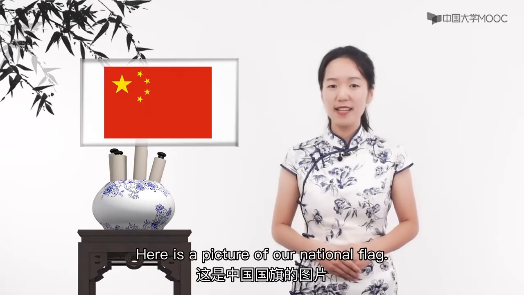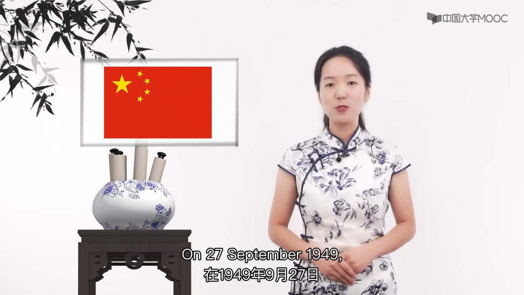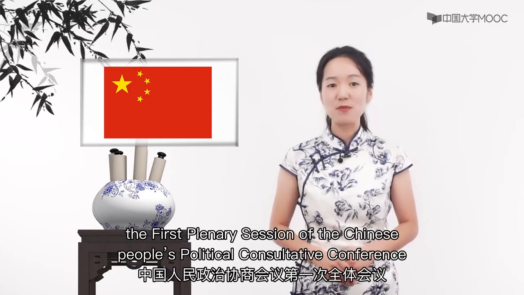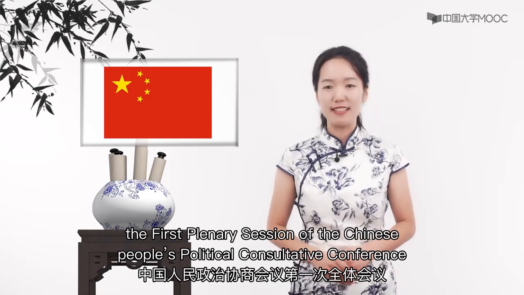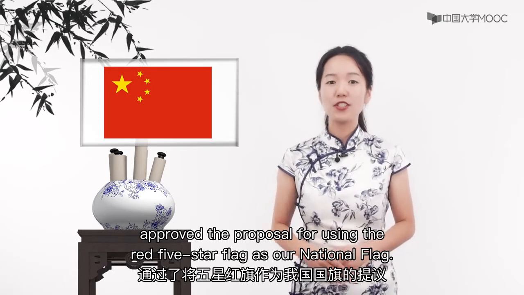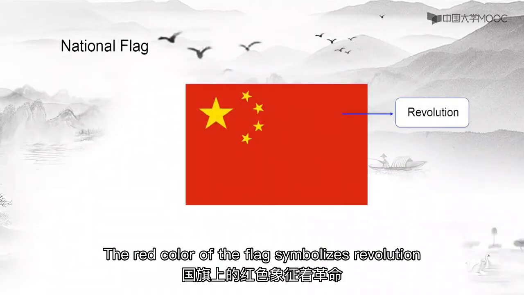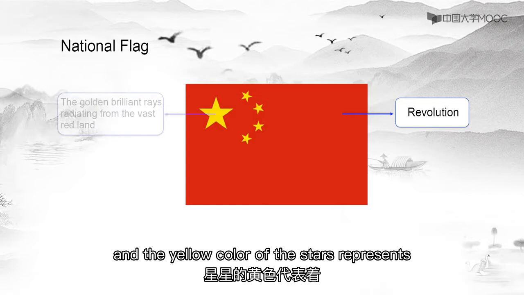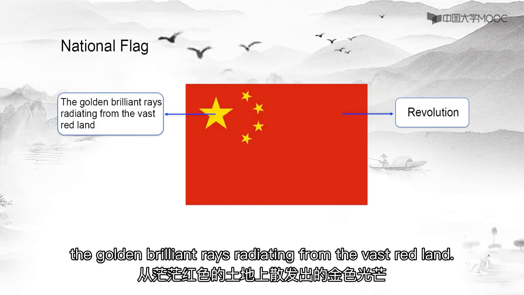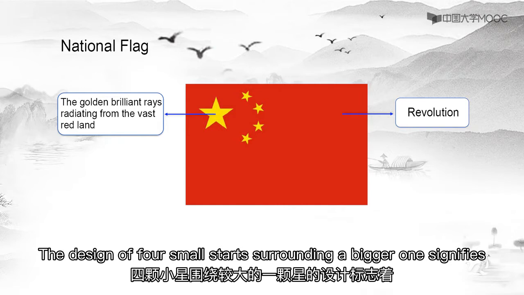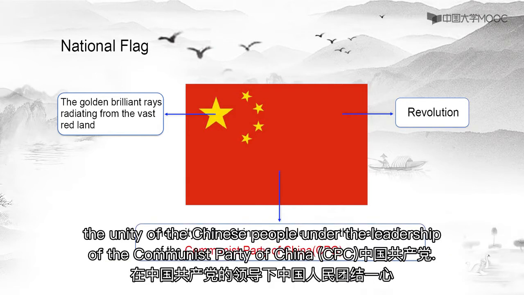Here is a picture of our national flag. On 27 September 1949, the first plenary session of the Chinese People's Political Consultative Conference, abbreviated as CPPCC, approved the proposal for using the red five-star flag as our national flag. The red color of the flag symbolizes revolution. The yellow color of the stars represents the golden brilliant rays radiating from the vast red land. The design of four small stars surrounding a bigger one signifies the unity of the Chinese people under the leadership of the Communist Party of China, abbreviated as CPC.